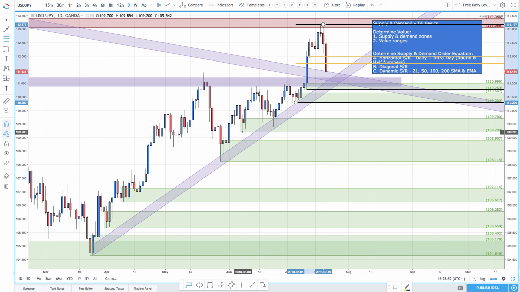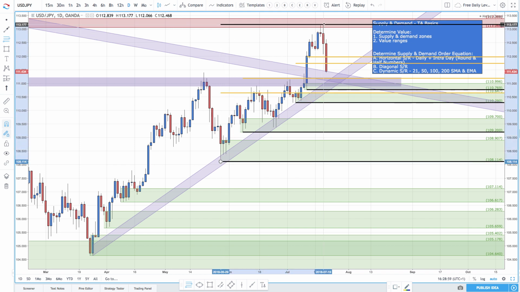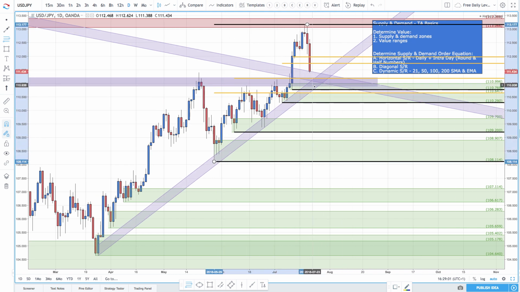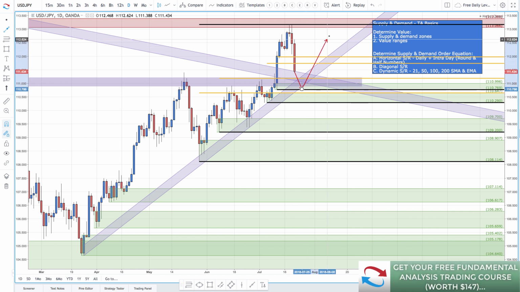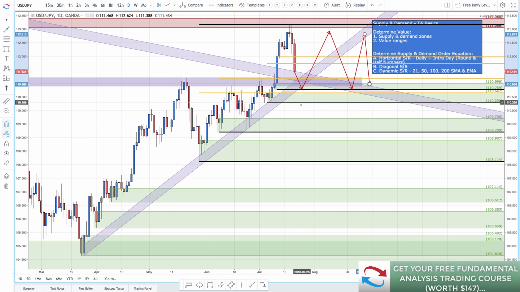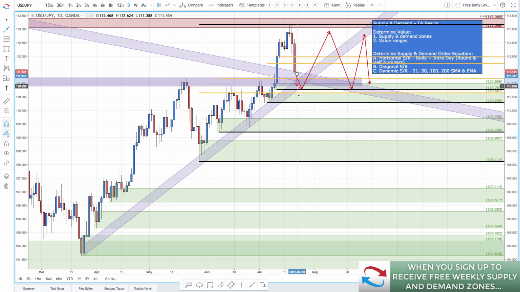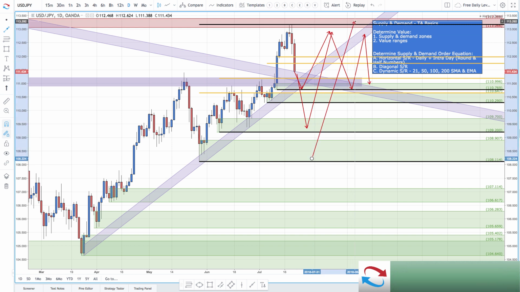second range here. Now, probably got something right here as well. These are the immediate ranges where price may want to range between. So price could range between this demand zone and this potential supply zone here. It could range between here and that high, or it can range between this level here and this high.